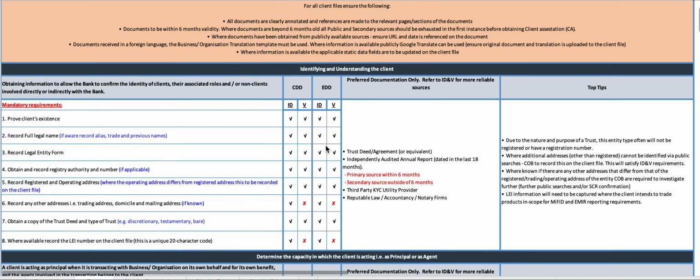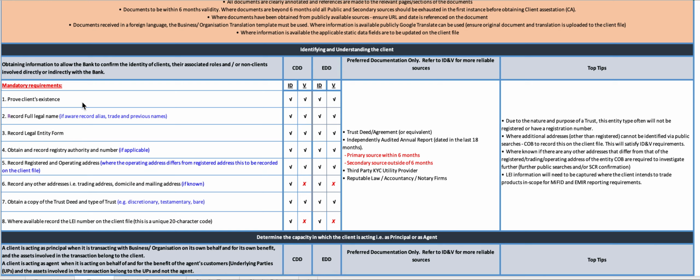So, identifying and understanding the client. You need to prove the existence of the client, record the full legal name, full legal entity, obtain and record the registry authority and authority number, record registered and operating addresses, identify and record any other addresses like trading addresses, domicile or mailing addresses, obtain a copy of the trust deeds and the type of trust, and where available, the LEI number.